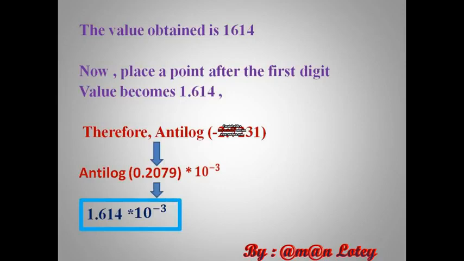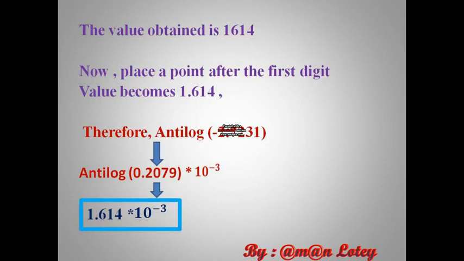Now in the given question, we first convert the antilog minus 2.7921 into antilog 0.2079 into 10 raised to power minus 3. After this, we calculated the value of antilog 0.2079 and the value obtained is 1.614. After putting this value in this equation, we get the answer, which is 1.614 into 10 raised to power minus 3.